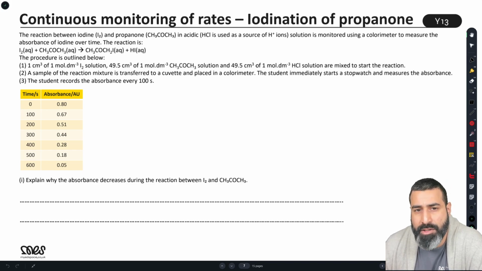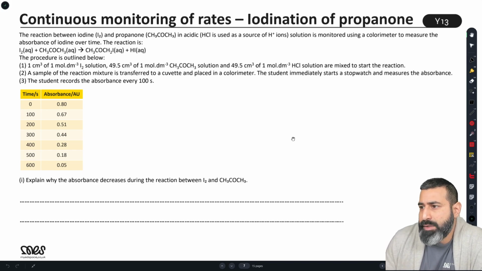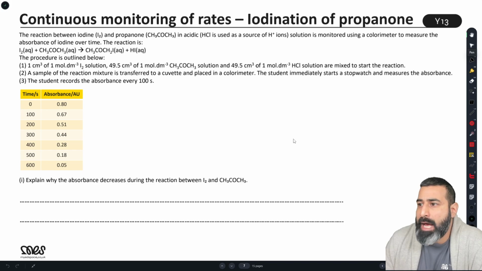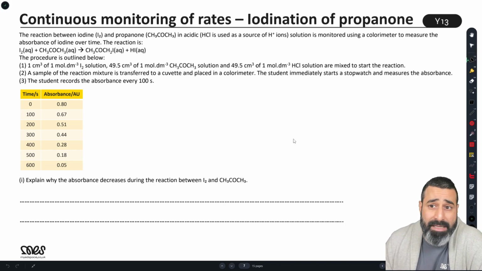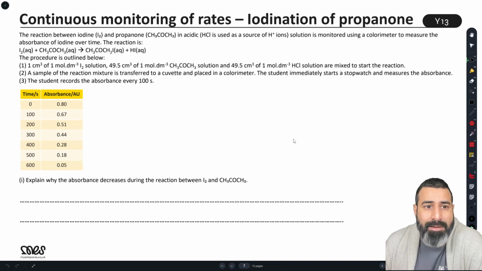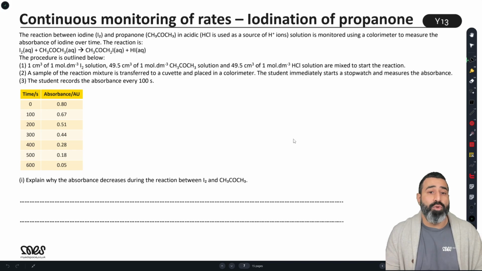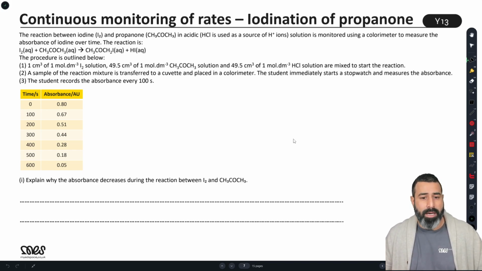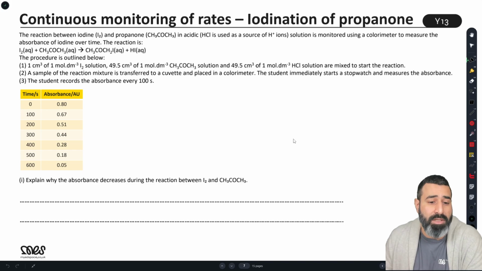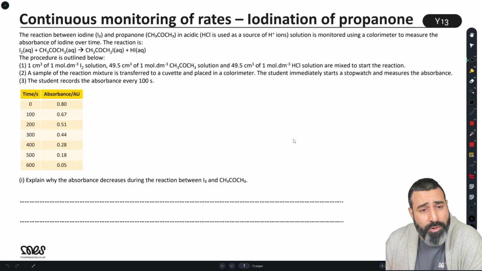Welcome to a rates reaction question, and we're looking at the continuous monitoring of rates, specifically looking at the iodination of propanone. This is a reaction that we should be familiar with, irrespective of exam board. We've got I2 reacting with propanone, and we've got an acid catalyst, the source of that is HCl. We're using a colorimeter, so UV-vis spectroscopy, to measure how the absorbance of I2 changes over time. The first question is, why does the absorbance decrease during the reaction of I2 with propanone?